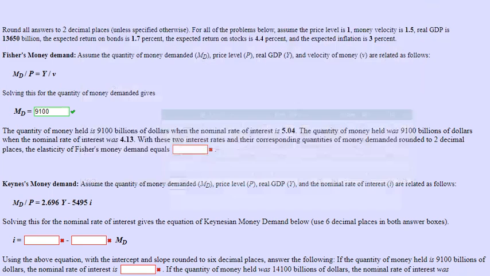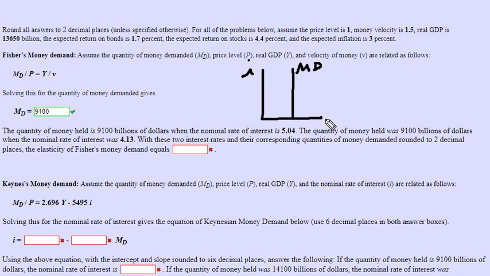Money demand. This is saying money demand is a vertical line in the space where this is the nominal rate of interest and this is the quantity of money. And over here we're saying the quantity of money is 9,100, right? And down here it says the quantity of money held is 9,100 billion, or $9.1 trillion, when the nominal rate of interest is 5.04%. So when the interest rate is high, 5.04%, the quantity of money is 9.1 trillion, or $9,100 billion.